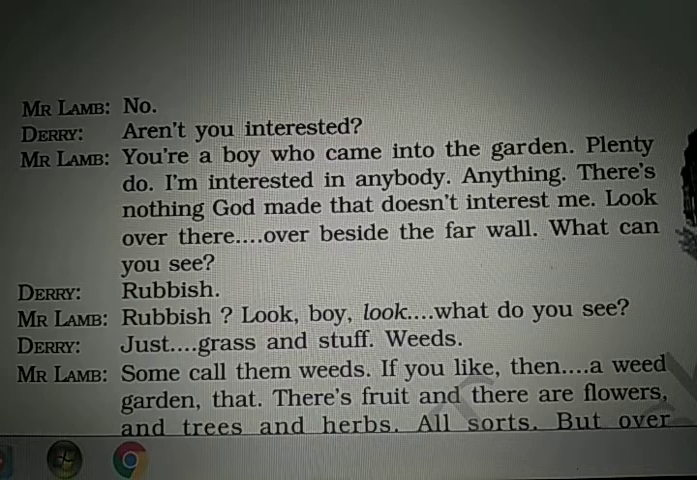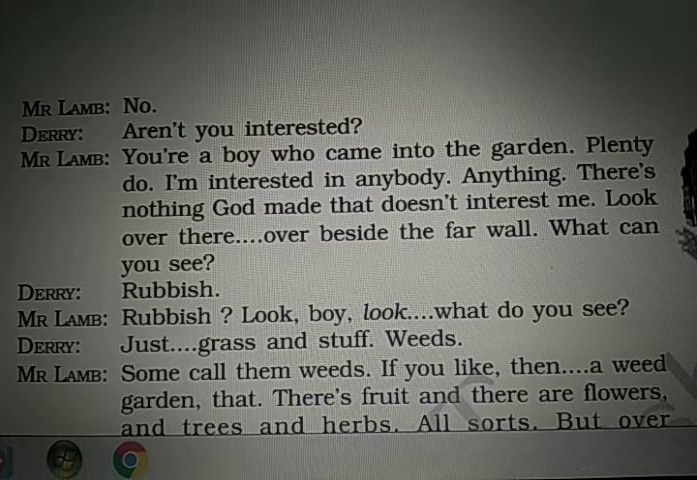You are a boy who has come into my garden. Plenty do means many boys come inside the garden, and I am interested in everyone. Anything I am interested in. There is nothing which has been made by God that I didn't like. Look over there, over beside the far wall. Look there, in one corner of the garden.